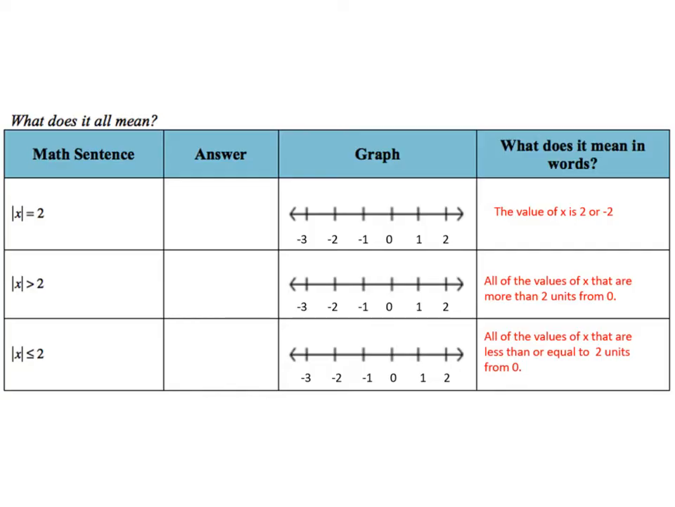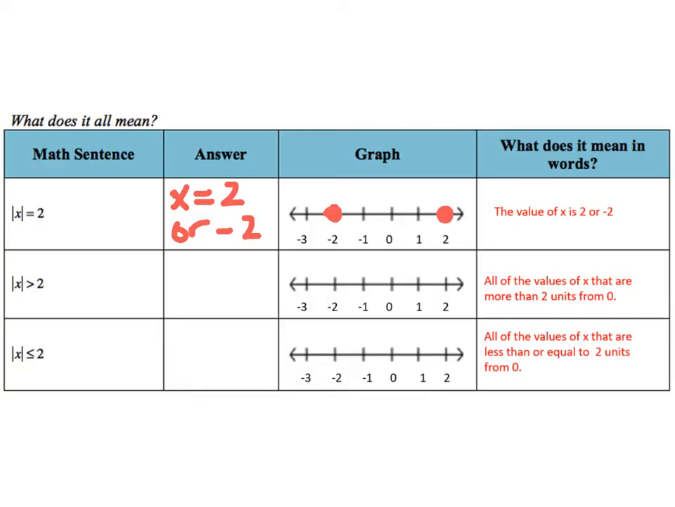This indicates to us that x either equals positive 2 or negative 2. And if we wanted to graph this, I could put a point at negative 2 and a point at positive 2. So the value of x is 2 or negative 2.